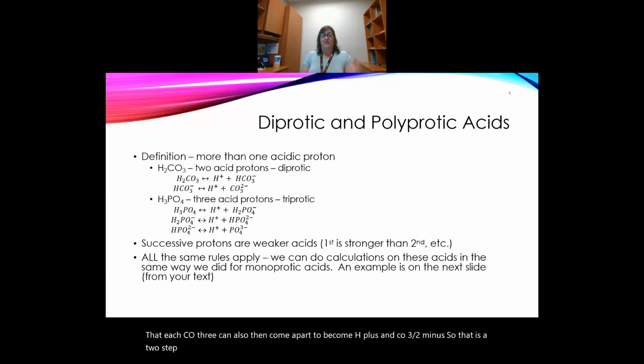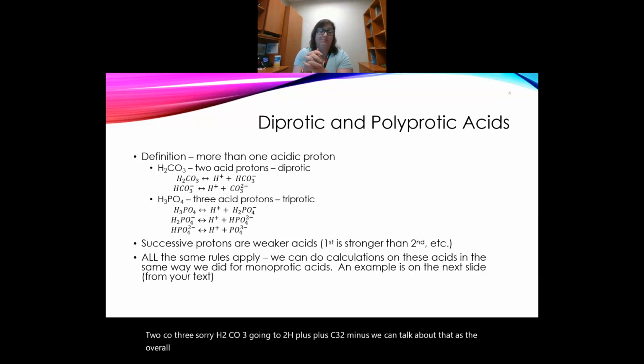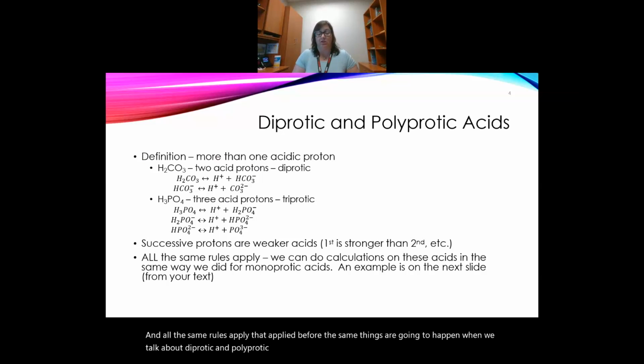The overall process is H2CO3 going to 2H plus and CO3 2 minus. We can talk about that as the overall process, or the two-step process. For the three protons, it's a three-step process. Each successive proton that we take off is a weaker acid. And all the same rules apply that applied before. The same things are going to happen when we talk about diprotic and polyprotic acids as happened when we talked about the monoprotic. Okay?